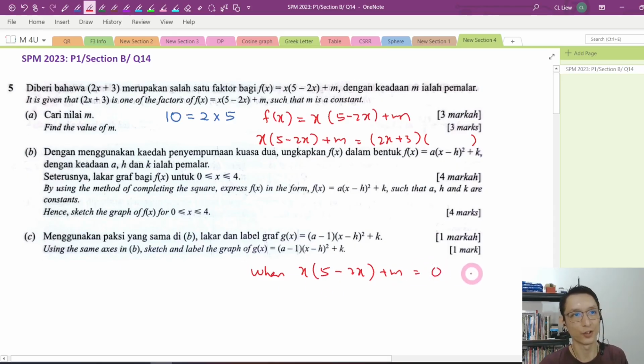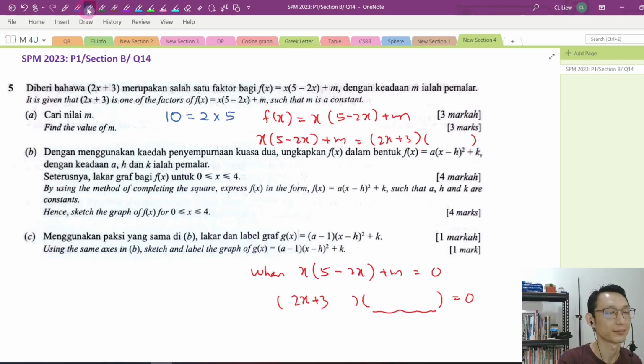When this whole thing is equal to 0, I don't know this, I don't know here, but it's okay. It's equal to 0, right? So if this whole thing is equal to 0, we know that one of the roots, 2x plus 3 is equal to 0, then x will be equal to negative 3 over 2, right? So from here we know if you plug in negative 3 over 2 over here, you get 0.